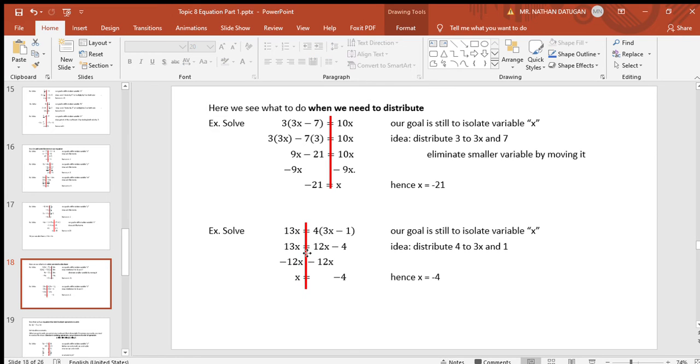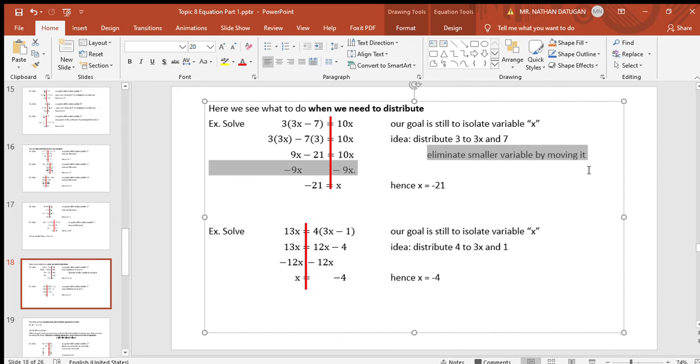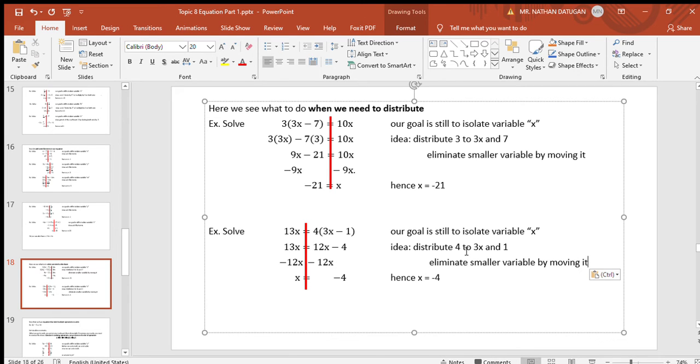Now what do we do? We want to get rid of that smaller variable. So how do we do that? Anyone? We eliminate the smaller variable by moving it. In this case, it's 12x. 12x minus 12x is 0. So we're left with negative 4. Minus 4 becomes negative 4. And then 13x minus 12x is equal to x.